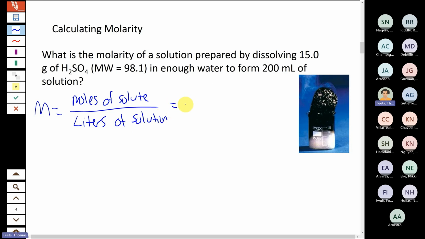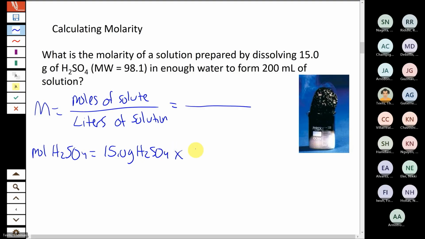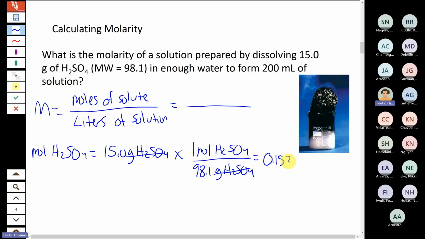Now, neither of those are given directly to us in this case, because we're given the mass of the solute, which is H2SO4, and we're given the volume in milliliters. So we have to do a couple of conversions to get these two numbers that we need. Either order we can do it in, but for moles of H2SO4, it's just the same mass to mole conversion that we've been doing. So we have 15.0 grams of H2SO4. The molar mass is given to us as 98.1, so we're going to divide by that to convert grams into moles. Again, we're dividing, just to remind you, because we want grams to cancel out, and we want moles to be what we get. So that gives us 0.153 moles.